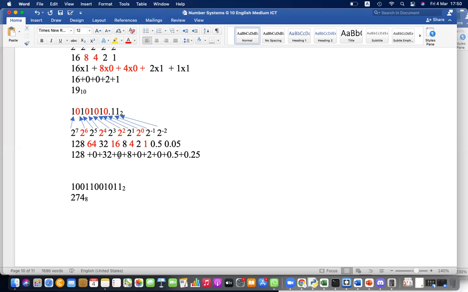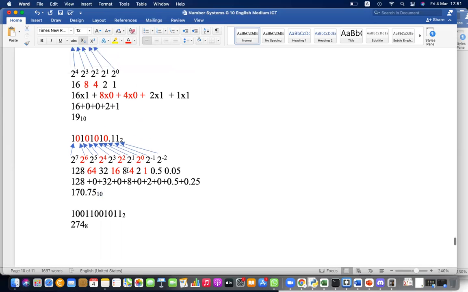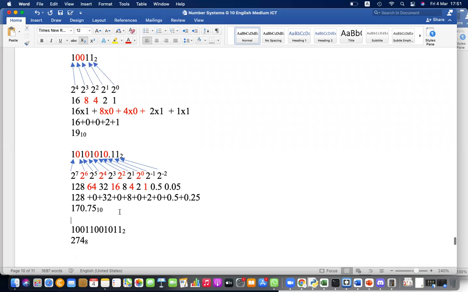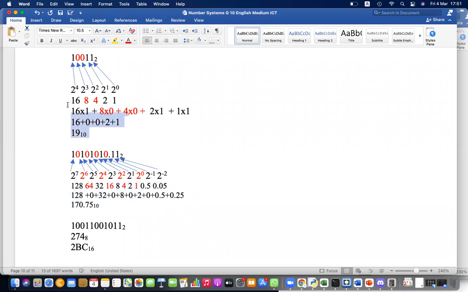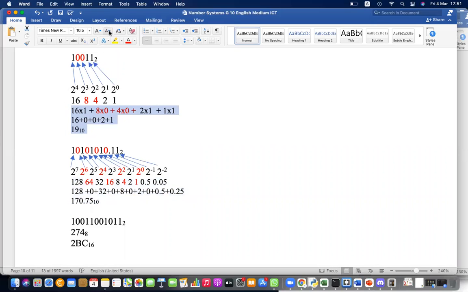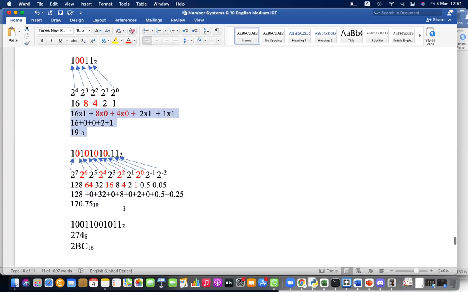This one, 128 plus 32 is 160, plus 8 is 168. 168 plus 2 is 170, plus 0.5 is 170.5. 170.5 plus 0.25 is 170.75. And this is how you convert the number. Right, I have done two exercises. Now I hope you can understand this very well, and just find the values now, right? Can you do the remaining?